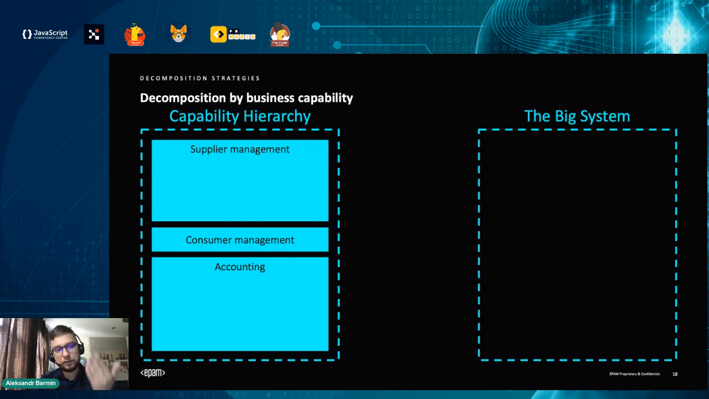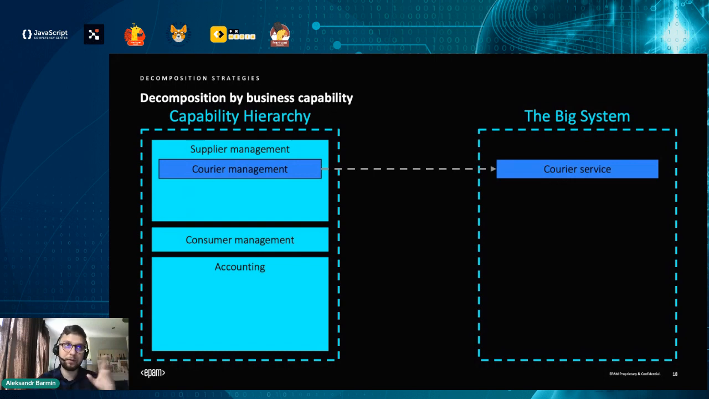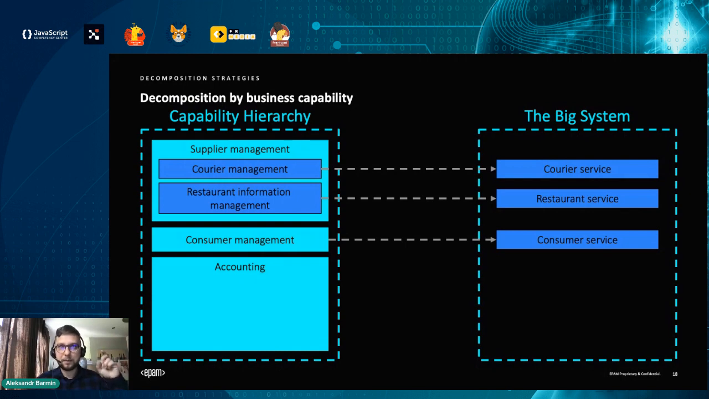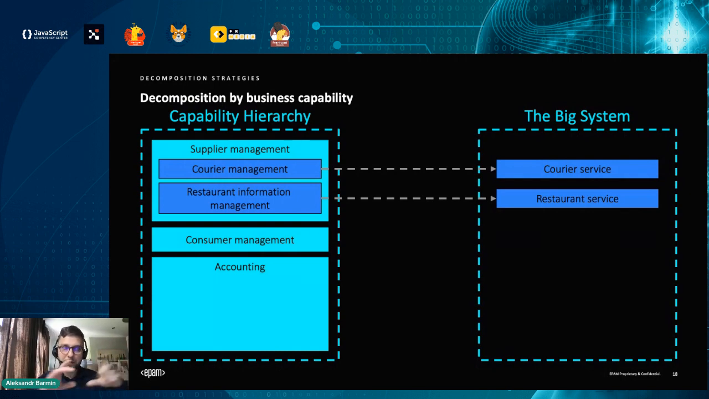When we take a look into it, we will see that inside every business capability we have some responsibilities. For example, management of couriers or management of information about restaurants. And when we look into it, we may notice that some operations, like here on the top, can be converted to a separate service because they are quite complicated.